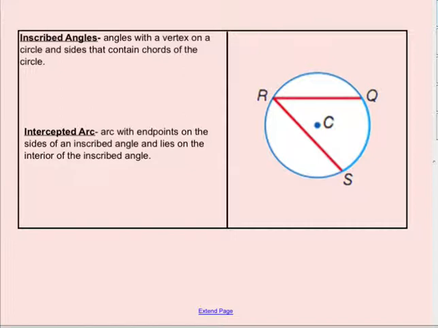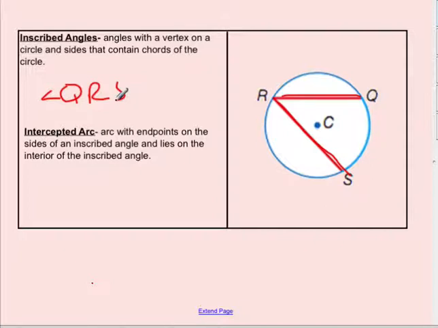When we're talking about inscribed angles, they're angles that have the vertex on the circle. You notice the vertex of this angle R is actually on the circle itself. And the sides of it are chords of the circle. So RQ is a chord and RS is a chord. Notice that all points of this angle are on the circle, and there's nothing dealing with the center right now. So that means that angle QRS is an inscribed angle.